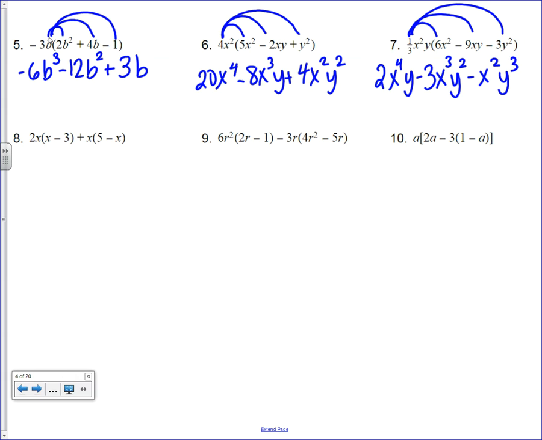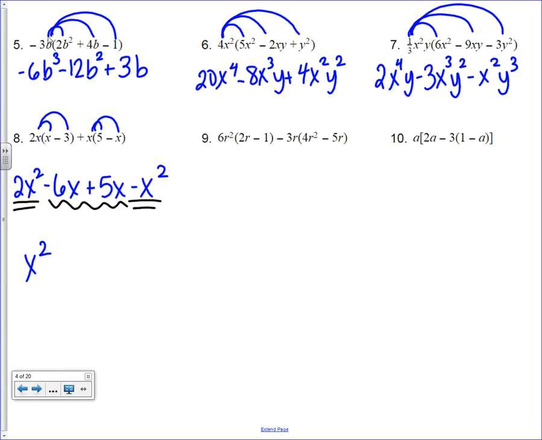All right, in number 8, we're going to have to distribute twice, and then we're going to have to combine like terms. This will give me 2x squared. This will give me minus 6x. This will give me 5x, and this will give me negative x squared. So it looks like this term can go with this term, and that just gives me x squared. And then these two terms can go together, and that will give me negative x.